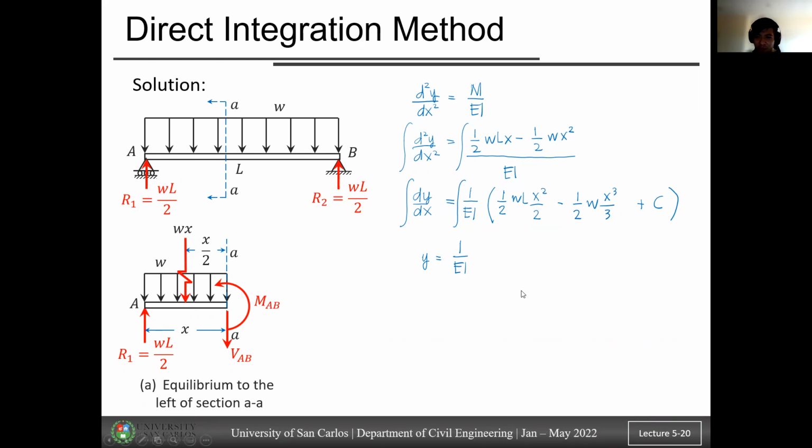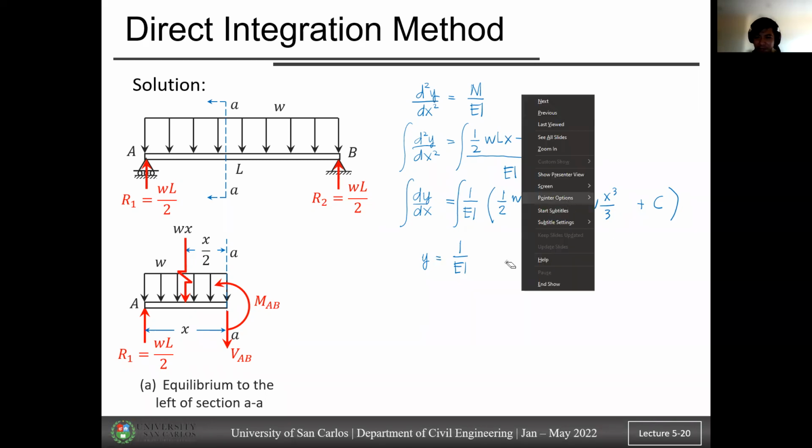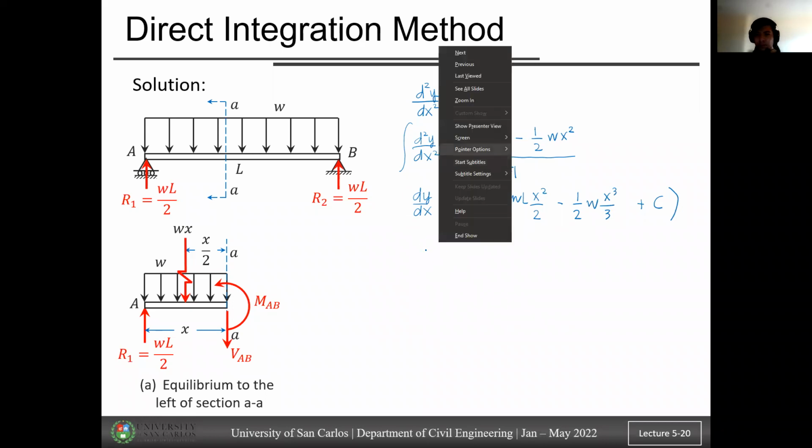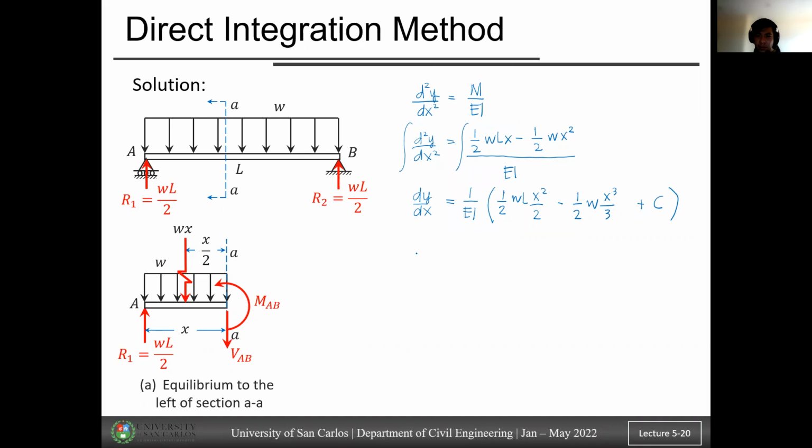Before that, let's simplify it so it's easier to see. So this will give us dy over dx equals 1 over EI, then this is going to be 1/4 WLX squared minus 1/6 WX cubed plus C. Okay.